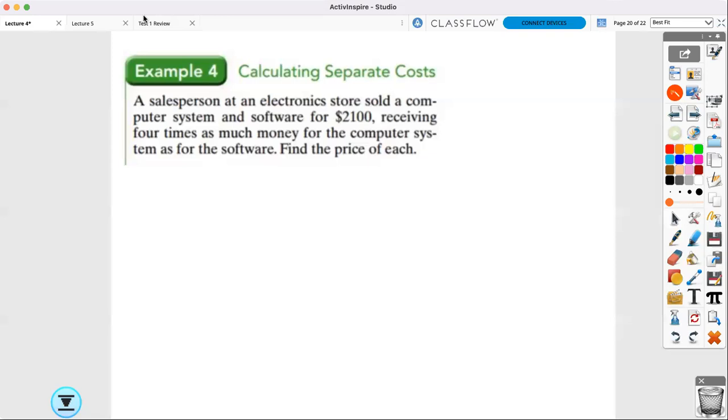So let's look at it. You're a salesperson. What did we sell? For how much? We sold a computer system and software, and "and" is like plus, right? We sold both of these for $2,100. But we do know we got 4 times as much money for the computer system than the software.